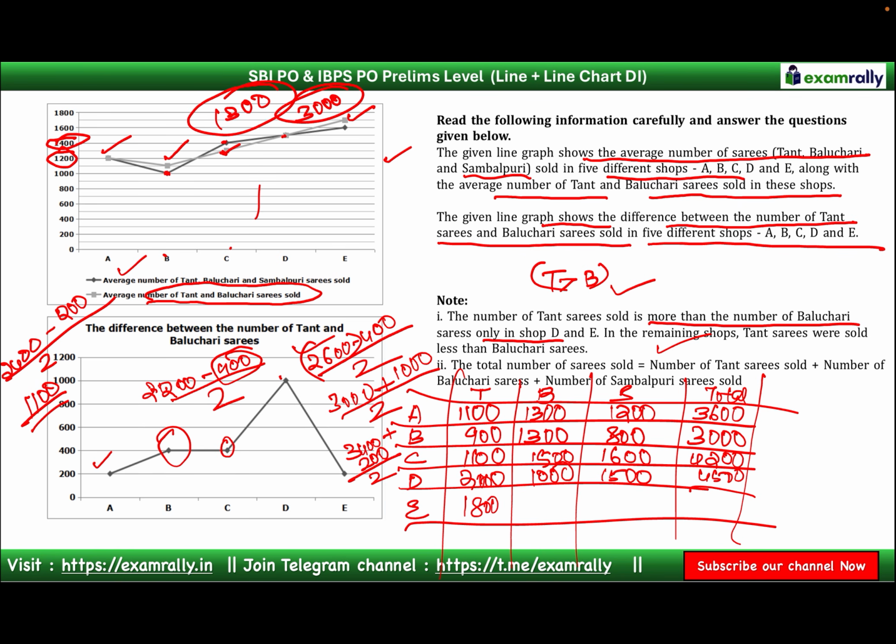Okay, but here they said B is less than, so 1600. And in E the total they have given here as 1600. Okay, this is the total value here. See, in case of E, so 1600 into 3 will be equal to 4800. Okay, if you are deducting 3400, the value of S will be 1400.